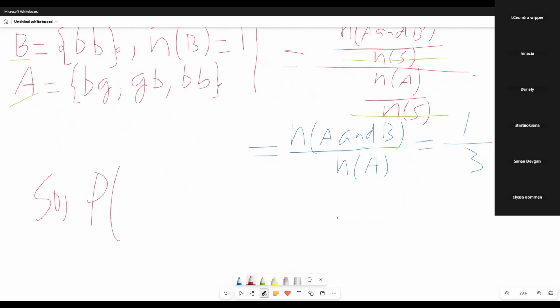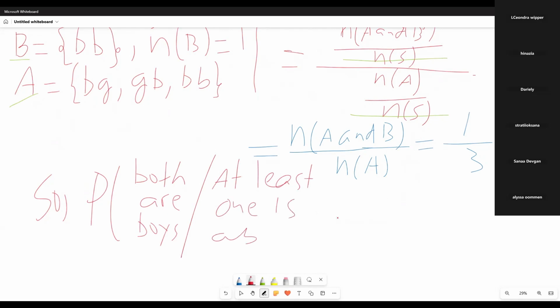So P of both are boys given at least one is a boy will be 1/3. That's the final answer.